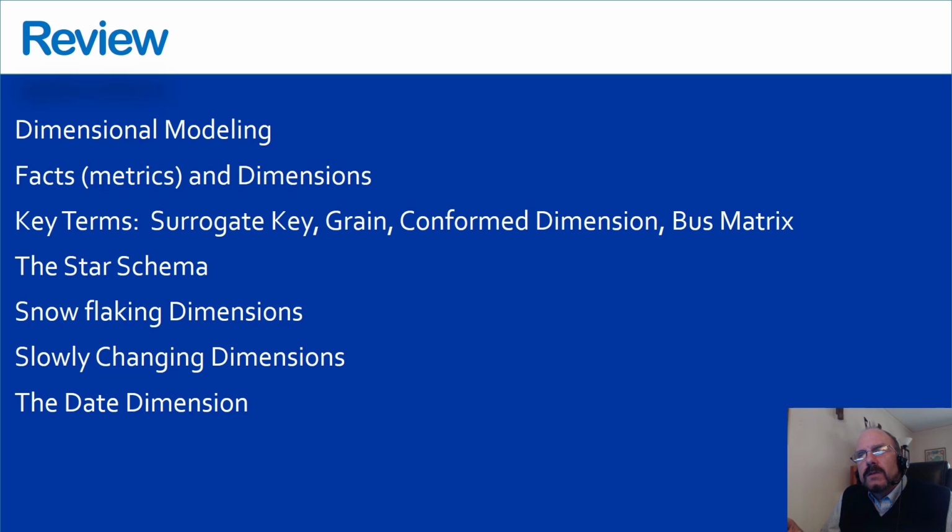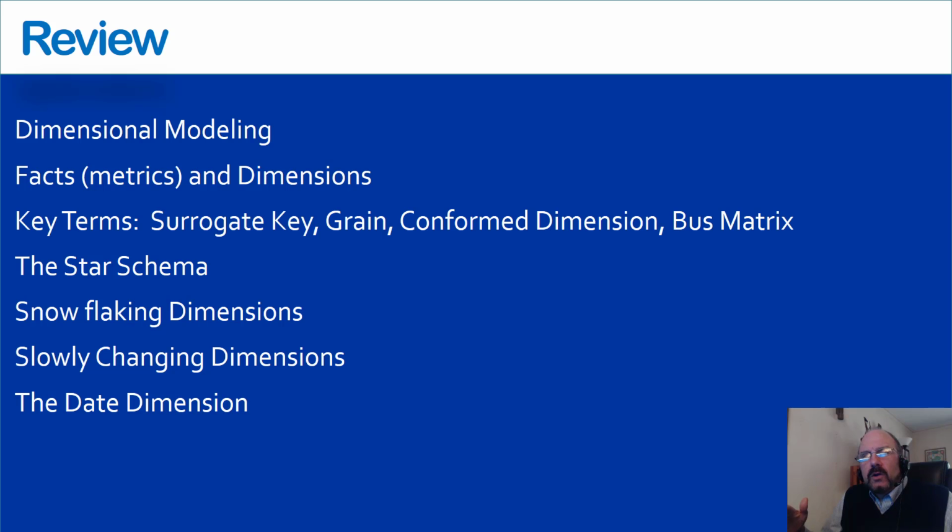We looked at slowly changing dimensions, and one of the nice things, again, when we get to using surrogate keys, is that slowly changing dimensions allow us to track history, but we need surrogate keys to really do that. And the whole approach of using dimensional modeling lends itself very nicely to slowly changing dimensions. And then we looked at the date dimension.